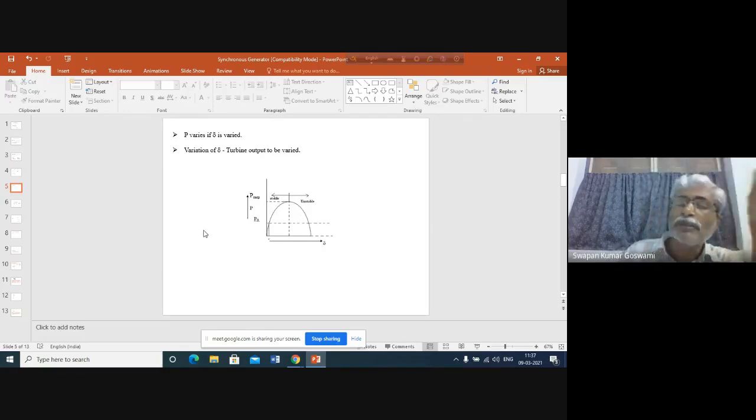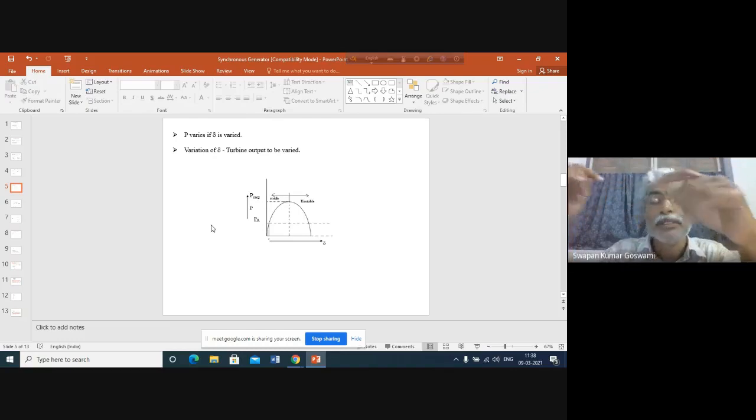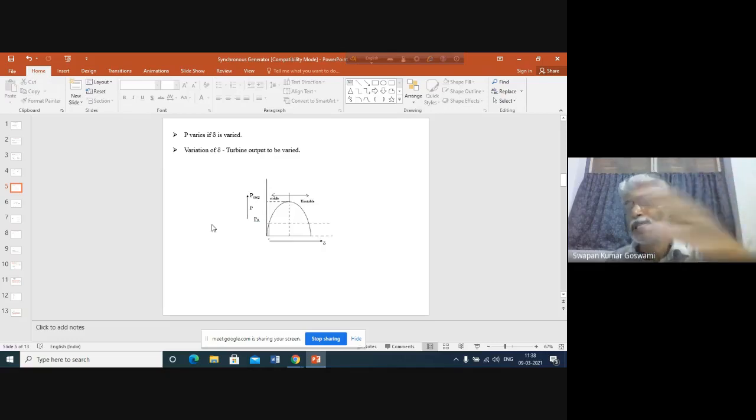So long, initially input power was more than the output power, but after that, as delta started increasing, what happened? The output power curve sometimes crossed the input power line. As a result, output became more than the input power. And that's why the generator could restore its synchronous speed. The generator could restore the stable operation because sometimes input power was more, and then again sometimes output power was more.